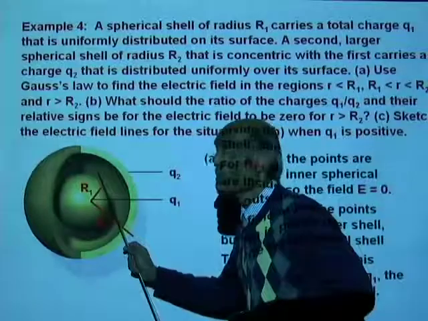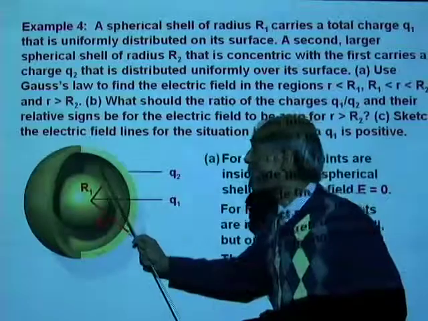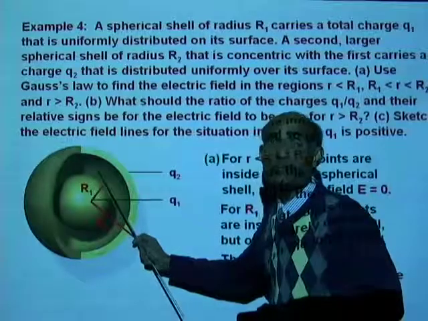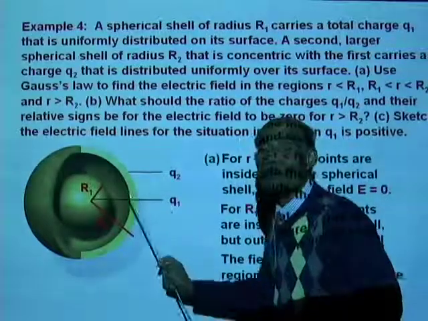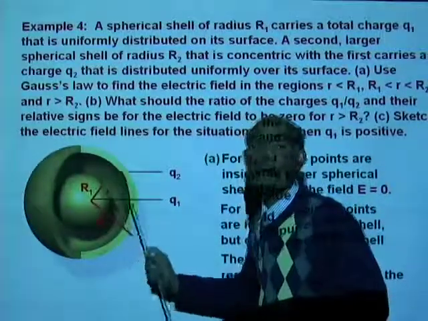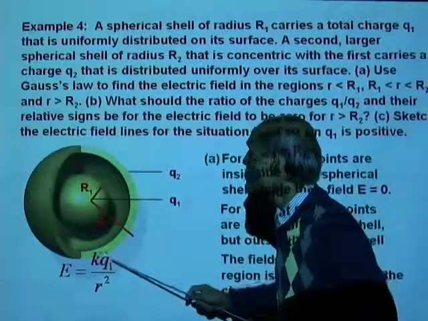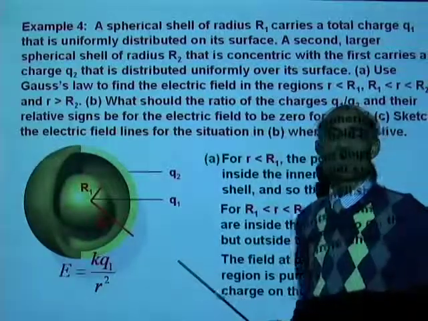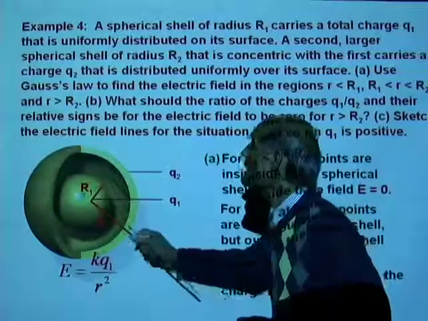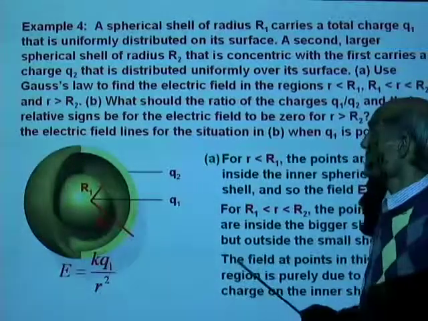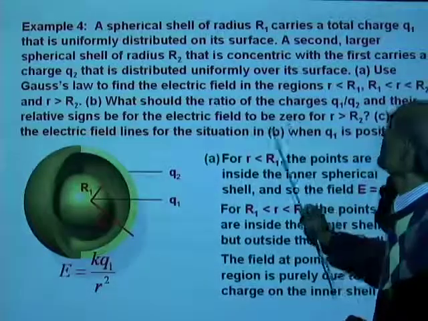And what is the mathematical expression for that field? The field at any point in between the shells will be purely due to this Q1, which will be kQ1 over r squared. That will be E equal to kQ1 over r squared. That is the expression for the electric field at any point in between the two shells. Alright, how about the next one?